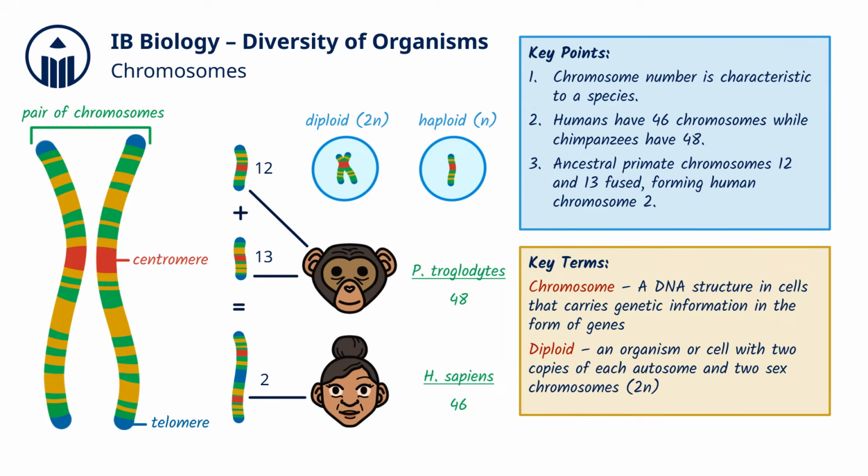Since this fusion event leaves the proto-human population with fewer chromosomes than the proto-chimpanzee population, it would be a distinct reproductive barrier between the two. One key aspect of interbreeding is chromosome compatibility. This lack of compatibility would hasten the speciation process, creating a genetic barrier rather than a geographical or temporal one.